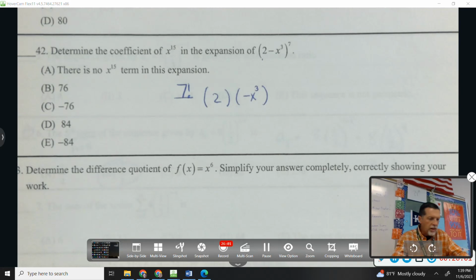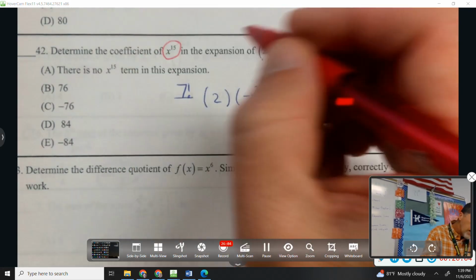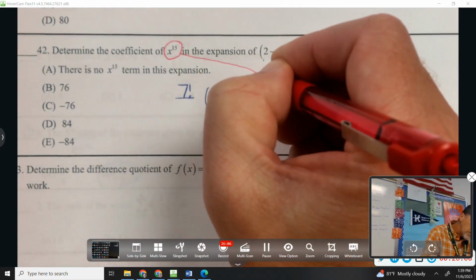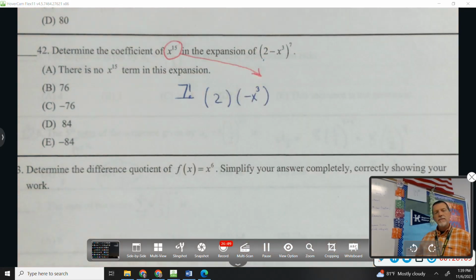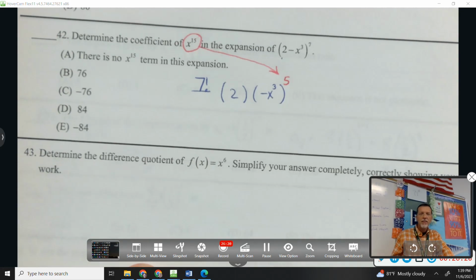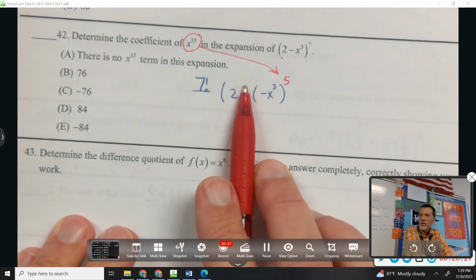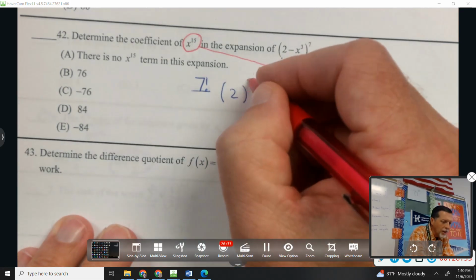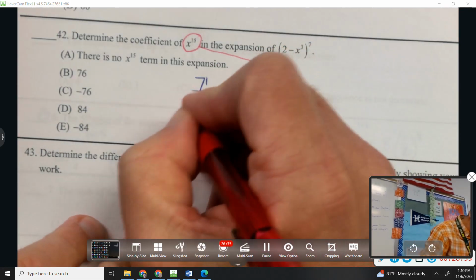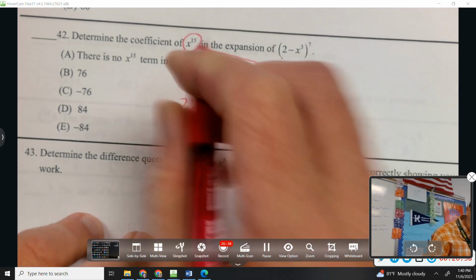Okay, so if I want x to the 15th to show up, then what power needs to be on x cubed? Power to a power, we multiply. So put 5 out there. I get this x to the 15th. What does that mean needs to be on the 2 now? What exponent needs to be on the 2? Why 2? So I got to add to 7, so this one's got to be 2. And then I'll use those two things as the denominator factorials.